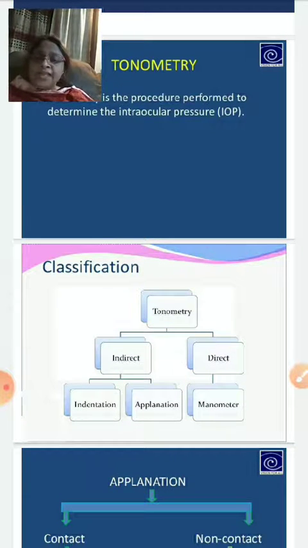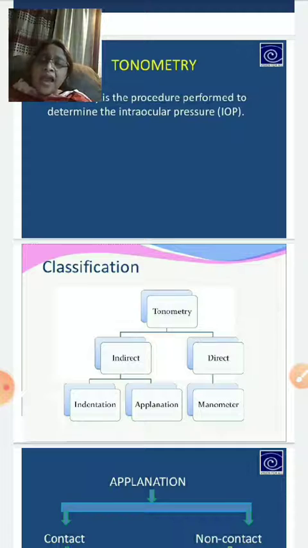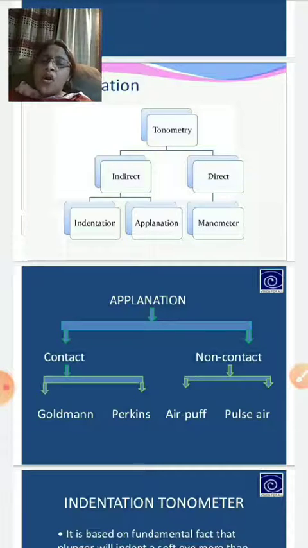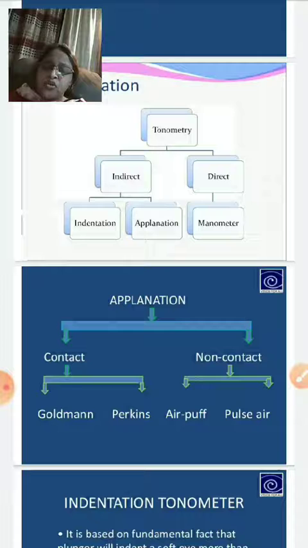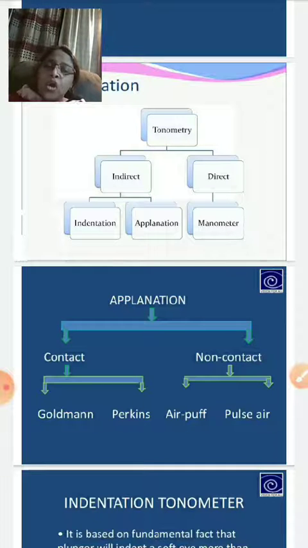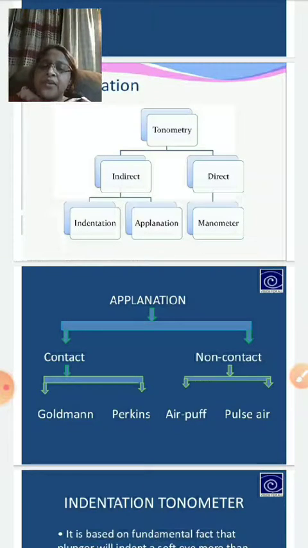Tonometry can be broadly classified into digital tonometry and instrumental tonometry, by indentation or applanation. Now, applanation tonometry is further classified into contact tonometry and non-contact tonometry. So, contact tonometers are Goldmann's applanation, Tonopen, Perkins, while non-contact are AirPuff and Pulsar.